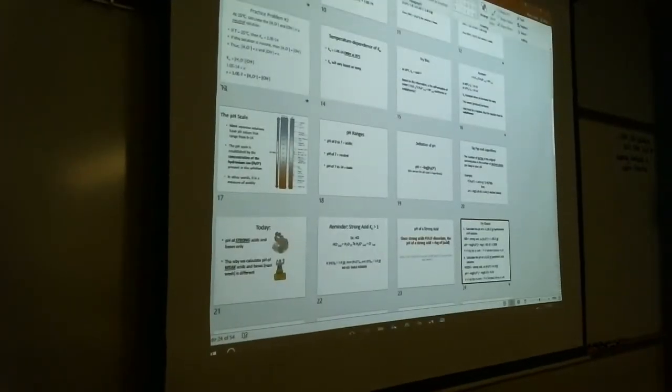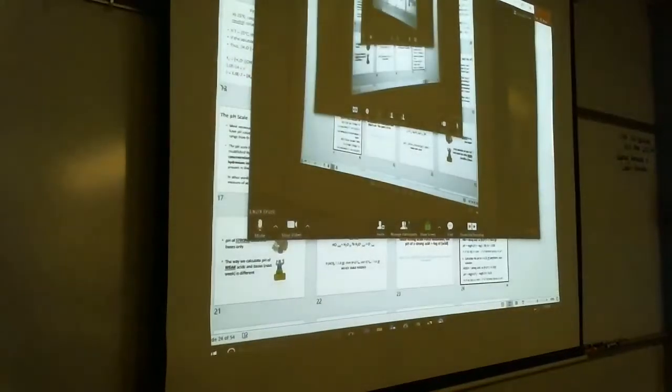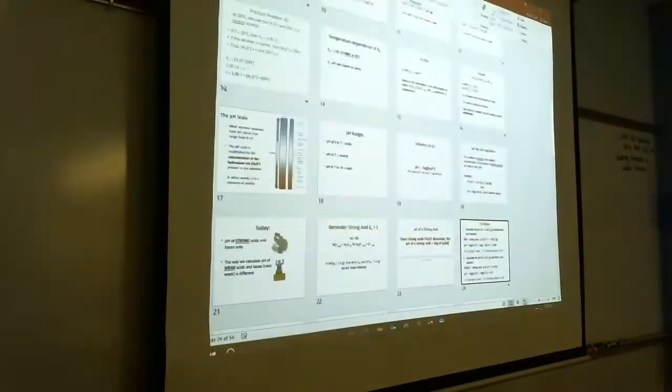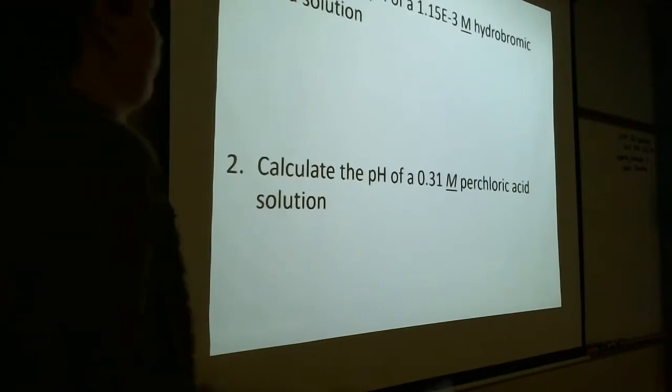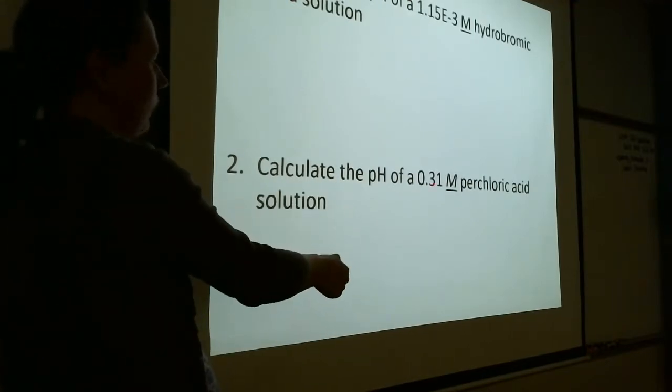I'll pause the video. Let's see what we got. So for number 1, we're taking the negative log of both of these. And I can just take the negative log of these values, no ICE table, right?